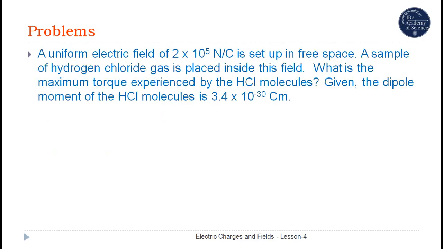Next problem. A uniform electric field of 2 into 10 to the power of 5 newton per coulomb is set up in free space. A sample of hydrogen chloride gas is placed inside this field. What is the maximum torque experienced by the hydrogen chloride molecules? Given the dipole moment of the HCl molecules is 3.4 into 10 to the power of minus 30 coulomb meter.